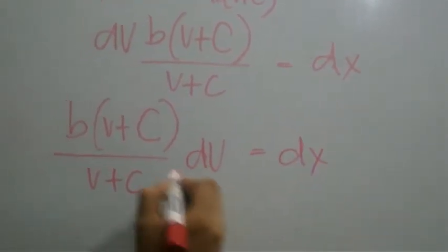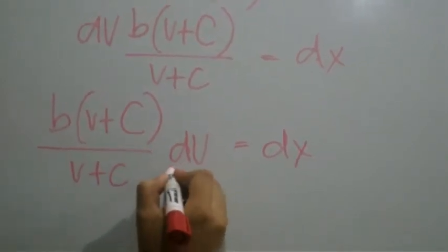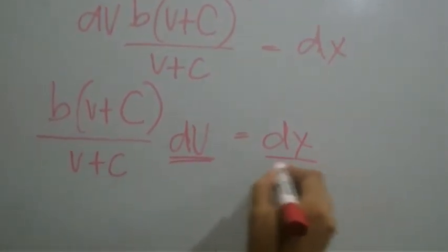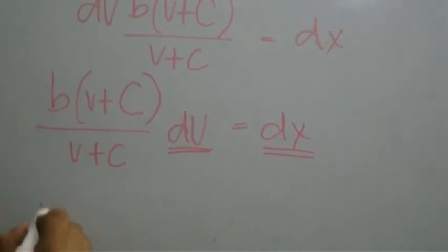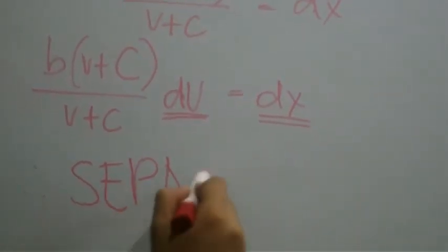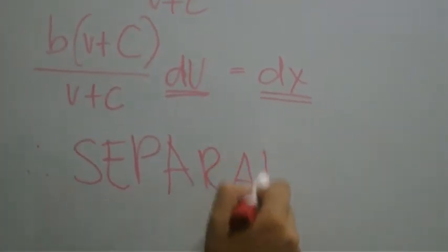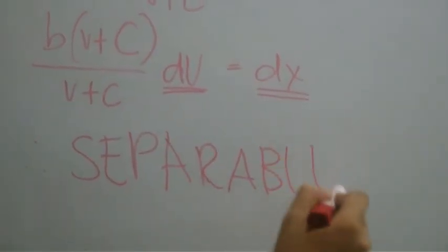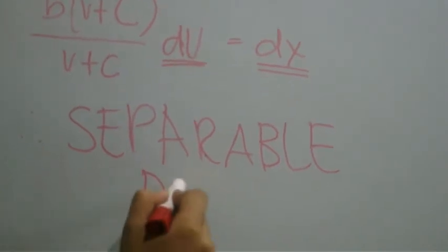So as we can see, v is with the dv and we have dx. So we can say that this equation is a separable differential equation.